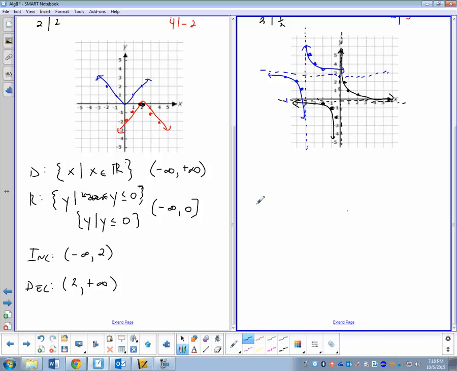My domain, this is pointing forever to the left. This is pointing forever to the right, but it is not all real numbers, because does it include every x value in between? No. It goes from negative infinity to here, and it gets really close to -4, but never actually touches -4. Here, this graph starts really, really close to -4 as it goes to the right, but never actually touches -4.